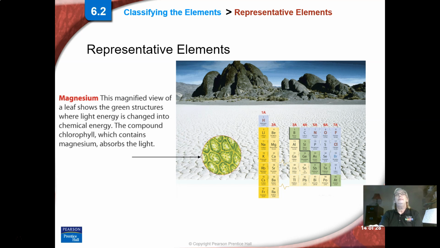These are showing you the representative elements. Group 1 has 1 electron in its outer shell, 2 has 2 in its valence, 3 has 3 in its valence, 4A has 4, 5 has 5, 6, 7. These are telling you the outermost electrons in that shell. Very important that we know that.